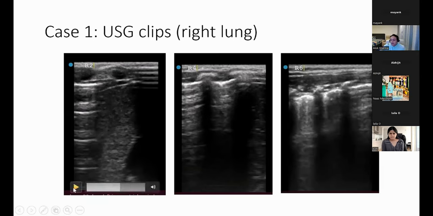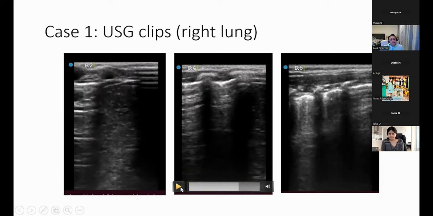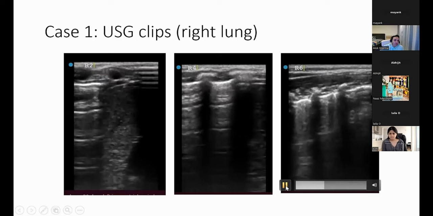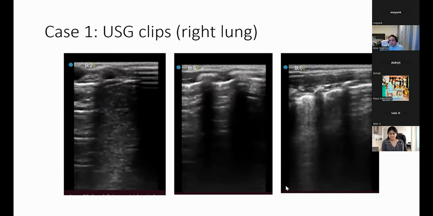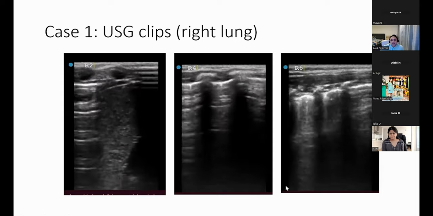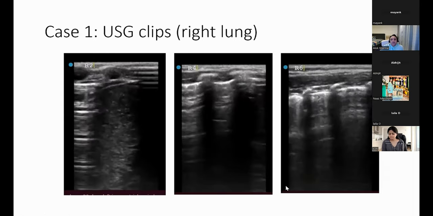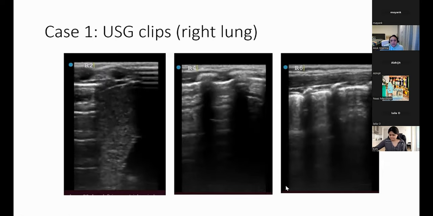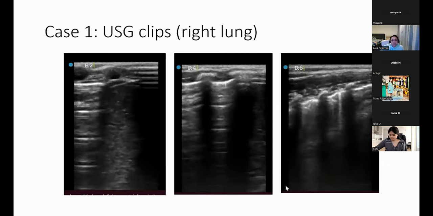Sure. So I'm going to cover profiles next time. But I'd say that if you look at R2 and R4, these are beautiful A profiles. You've basically got pleural sliding, very sharp, normal, regular pleura with parallel reverberation A lines. You can see the liver in between.